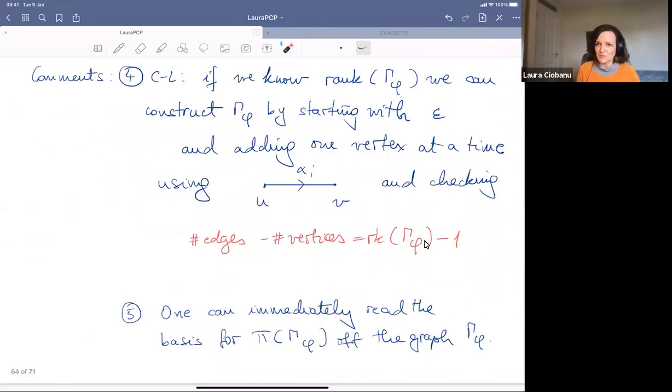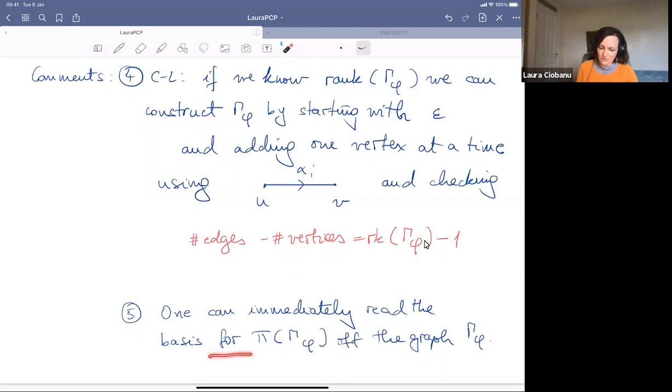We use this approach, but I'm getting close to the end. We use this graph by knowing what the rank is. We are able to construct the graph by starting with the identity and adding a vertex at a time, using the particular way you build edges, and always checking the relation that I think we all know: for fundamental groups of graphs, the number of edges minus the number of vertices is the rank of the graph minus 1. There's a lot more to say there, but the point is that knowing the rank, we can build the graph itself.